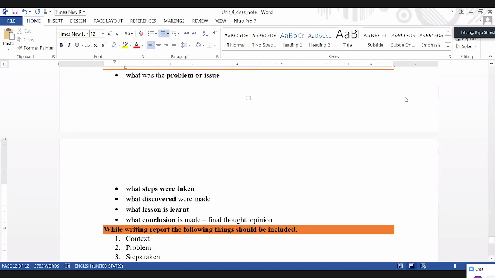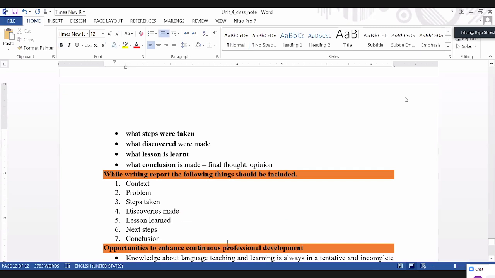Now when we prepare a report, this kind of format we can follow. And context हुन पर्यो, छोटो introduction लेख्न पर्यो, प्रब्लम के हो उल्लेख गर्न पर्यो, steps taken, चरणहरु अवलम्बन गरेको के हो, plan, act, observe, reflect, we can say.